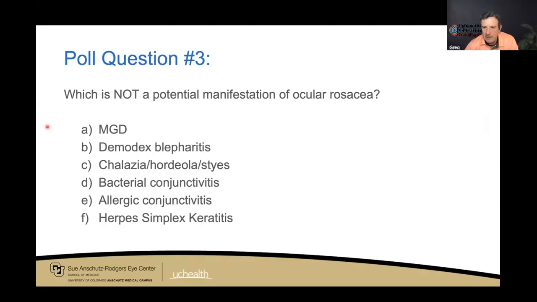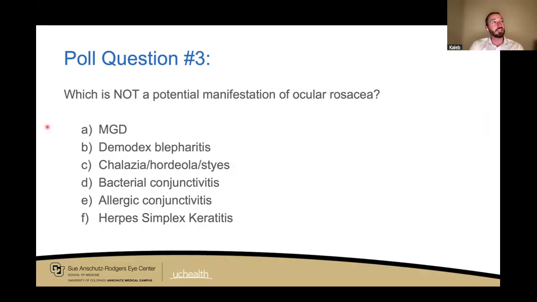Okay. So I'm going to display the answer, and we have basically 1% going with Demodex blepharitis. We have 2% bacterial conjunctivitis. Allergic is 5%. The clear winner at 92% was herpes simplex keratitis. Great. This is going better than last time when I gave a lecture for y'all and every choice was like 20%. So yes, herpes simplex keratitis is not associated with ocular rosacea that we know of.